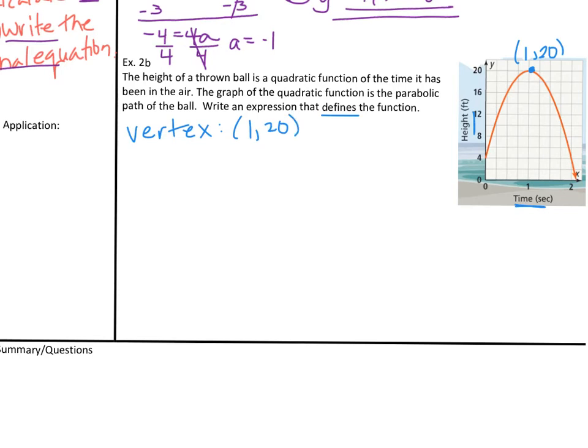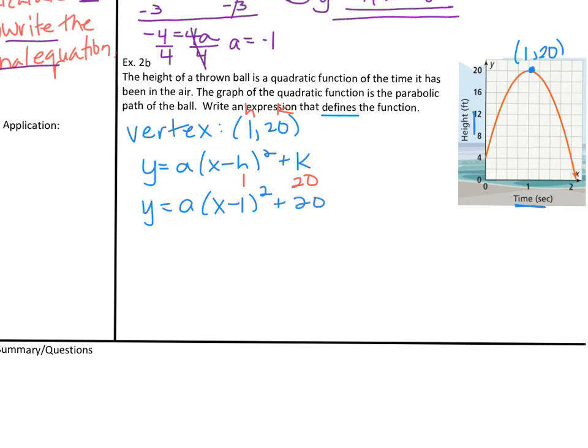function. We'll start with our template, y equals a times (x minus h) squared plus k. Now remember, the h and the k are the x and y value for the vertex. That means we're going to substitute in 1 for h and 20 for k. When we do that, the inside of the parenthesis is going to stay x minus 1. We'll square that and then add 20.